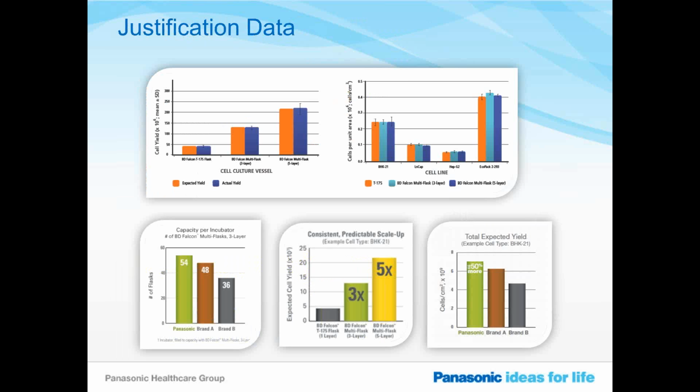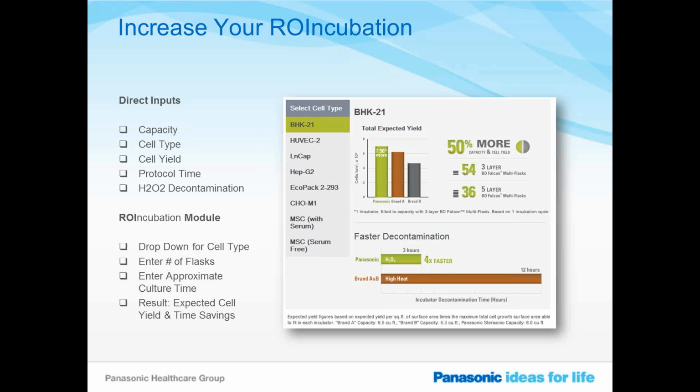And then in terms of justification data, what we can see here and what was covered a little bit in the video, you can see the capacity per incubator competitively for the 3-layer and 5-layer flask. Of course, you're going to get 3 times or 5 times the amount of yield when you're using a 3-layer or 5-layer. And the combination of that data allows us to have up to 50% more cell yield when you're using both our incubator and the multi-flask solution together.